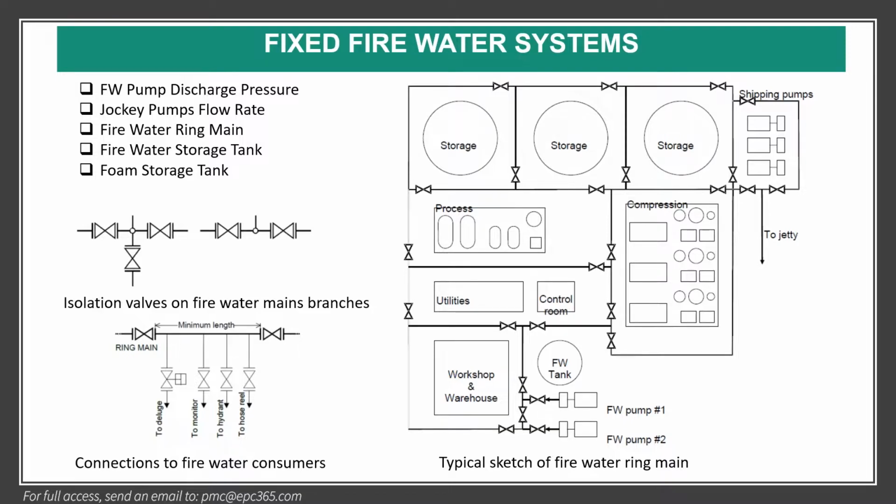installations. Fixed fire water system is composed of fire water pump, fire water tank, ring main, isolation valves, and connections to the water consumers such as deluge, monitors, hydrants, and the hose reels. Today we discuss about fire water pump discharge pressure, how we define this, jockey pump flow rate, fire water ring main, and fire water tank, and foam storage tank. Just to give a reminder here that the isolation valves have to be configured in such a way N-1 that in case of the maintenance of any branch, the fire water system should be available.